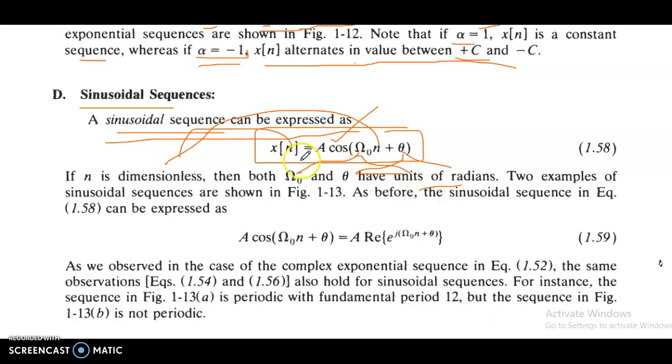Two examples of sinusoidal sequences are shown in figure 1.3 as before. Sinusoidal sequence in equation 1.58.